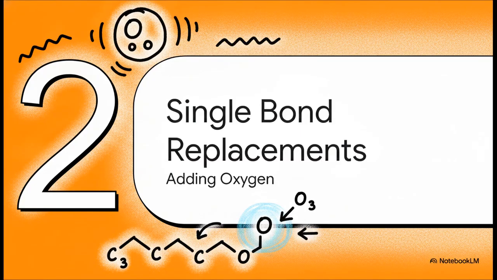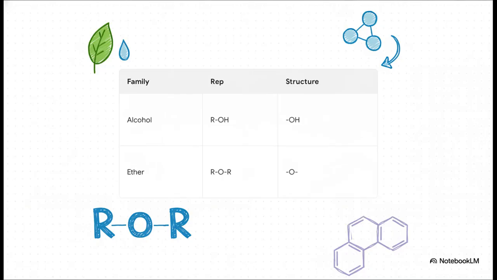Moving on to section 2, single bond replacements. Let's see how this builds when we make our easiest single bond substitutions. We're going to start by bringing oxygen into the picture. Imagine we have our alkyl group, R, and we replace that missing hydrogen with a hydroxyl group, an OH. Suddenly, boom, the family becomes an alcohol. The general representation is just ROH.